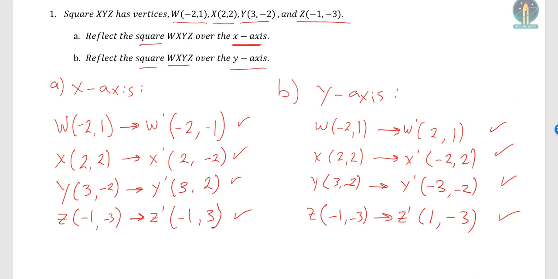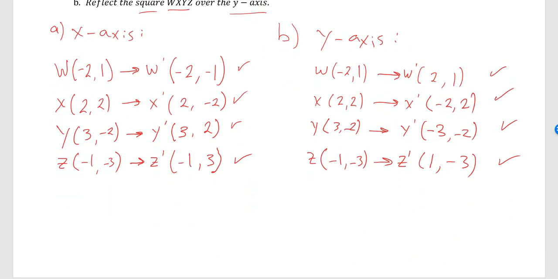Okay, so these are the results for reflecting over the y-axis. And this is it for this concept. See you in the next video.